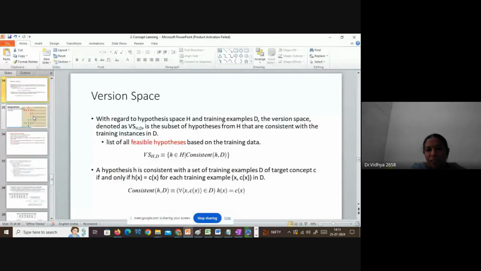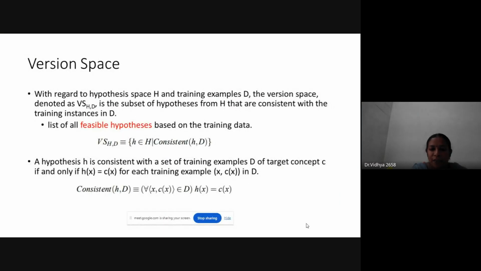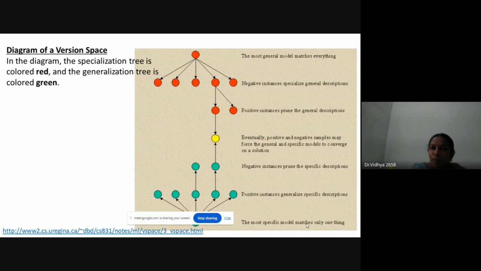Now, we have studied the version space in our previous class, where the version space lists all feasible hypotheses based on the training data. Next, we saw the diagram of the version space. In the candidate elimination algorithm, the hypotheses move from general to specific.